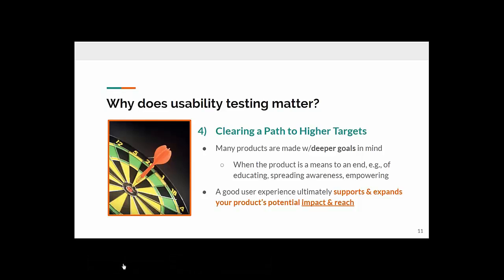And so ultimately, having a better user experience and better usability clears a path to whatever it is that you really want to achieve, because we're not typically making products just to make products. There's something else we're trying to do. We're trying to get people to take action or to learn something. When usability gets in the way of these things, that larger thing doesn't happen. But when we do have good user experience and good usability, it has the potential to expand the impact and reach of whatever it is we're making or trying to do.